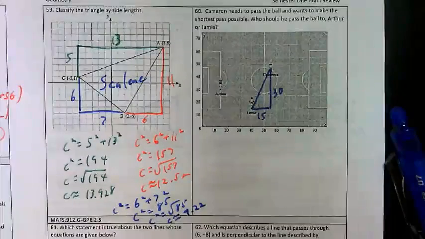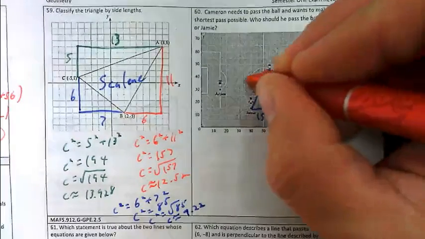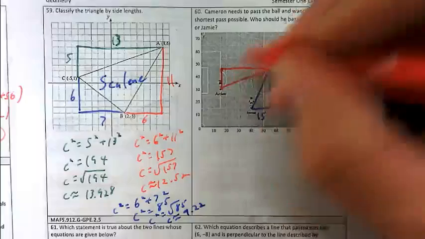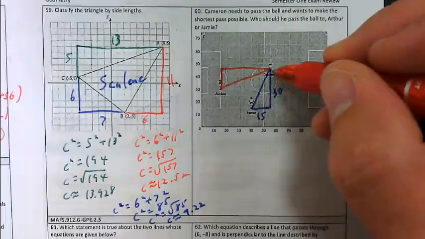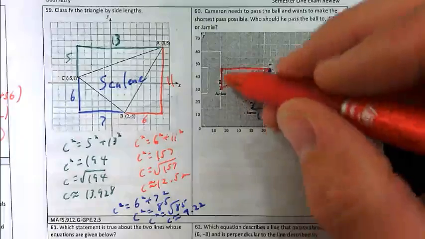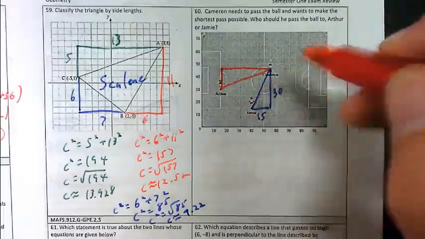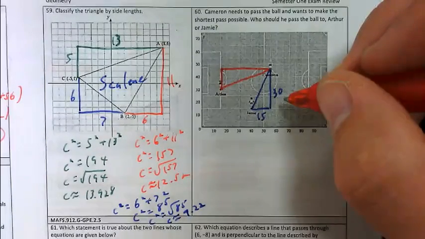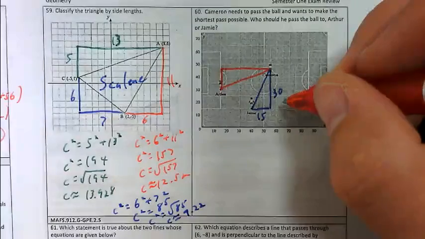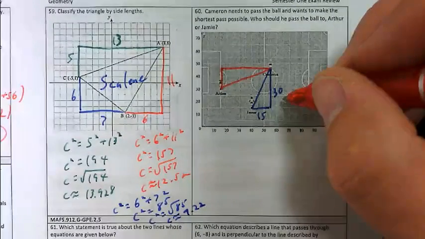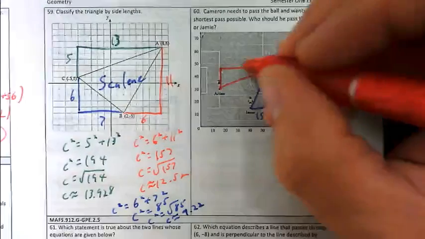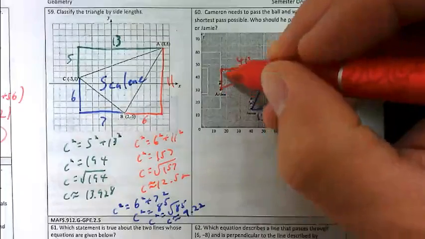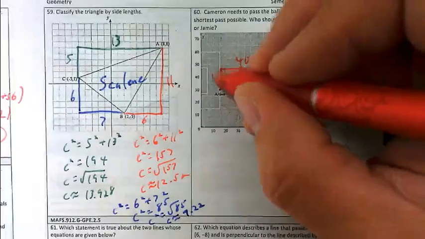If I did this other one over here, again, going all the way over here, the difference between these two, we have from 15 all the way out to 55. So this is 40. And then this side, 30 to 45, that's 15.